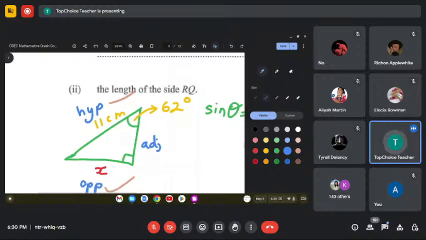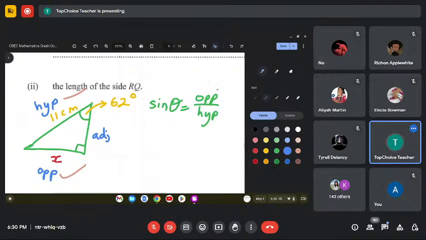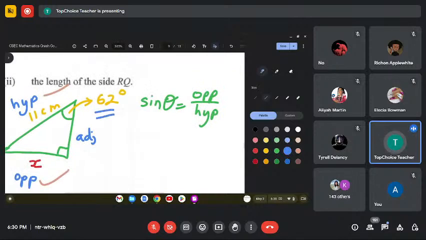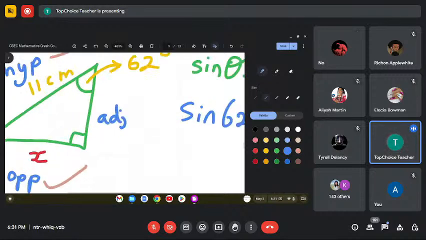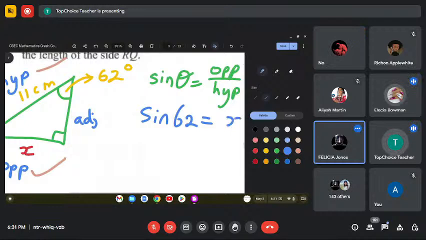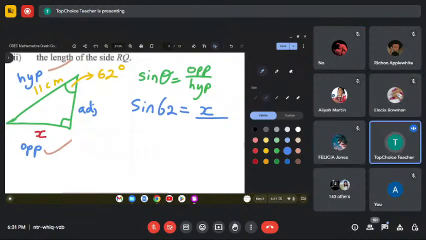There are multiple different methods to get this answer. But we go in with the 62. So this is our theta. So we will write it as sine of 62. And that is equal to the what? Opposite over the hypotenuse. What is the opposite? X. Right? And the hypotenuse was?